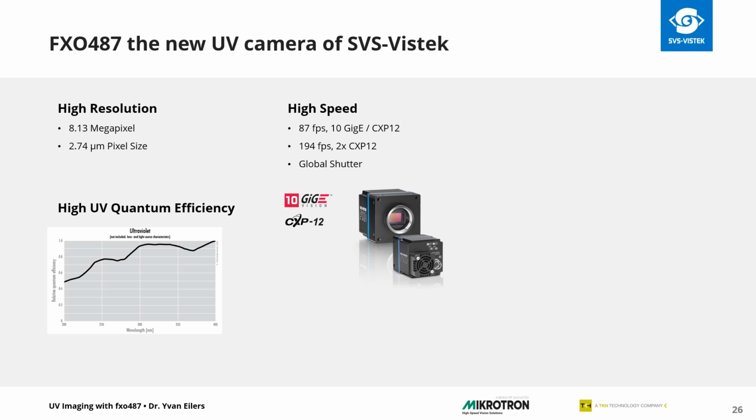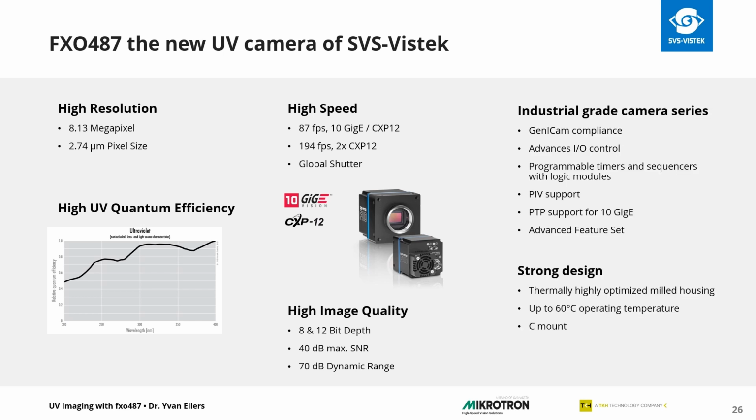Again, you get the benefits of a global shutter sensor. The image quality is very good and is comparable to the known high Sony quality of normal Pregius CMOS sensors. This includes the possibility of 8 and 12-bit readout, a signal-to-noise ratio of up to 40 dB, and a dynamic range of 70 dB. As previously presented, a rich feature set as well as an optimized thermomechanical design are available.